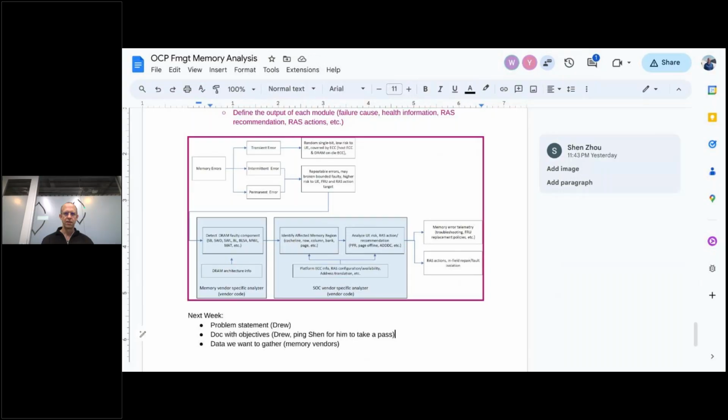Next meeting, we want to talk about the proposal for the memory telemetry. What I mean is, it's not the data we want to gather. It's the data we want to expose as telemetry. Having the memory error telemetry can help troubleshooting or replacement, and we can add new telemetry we want to output.